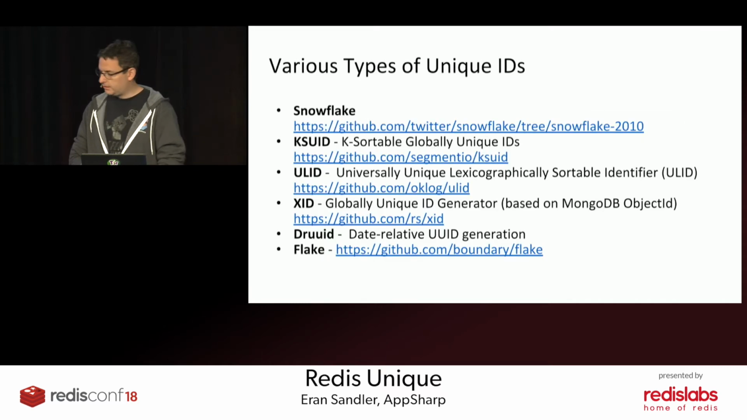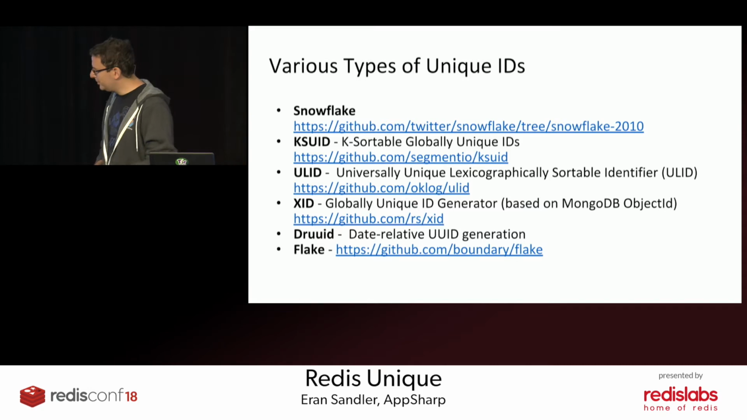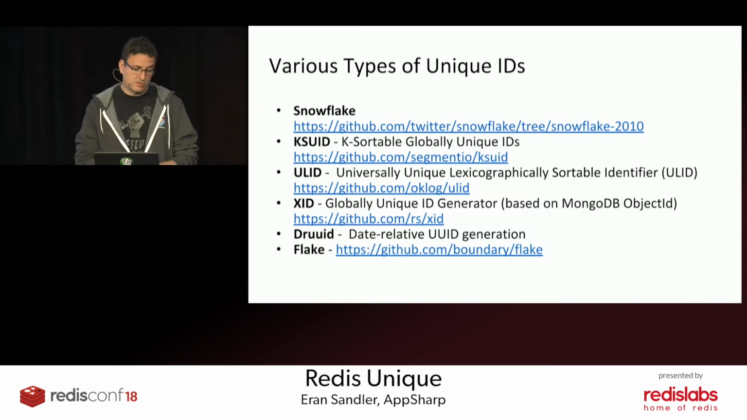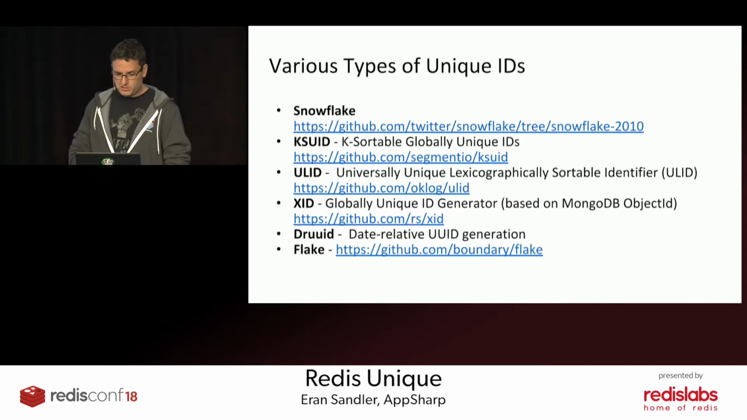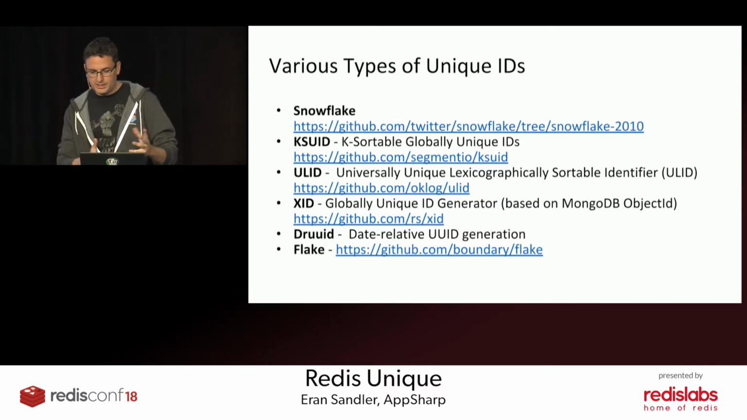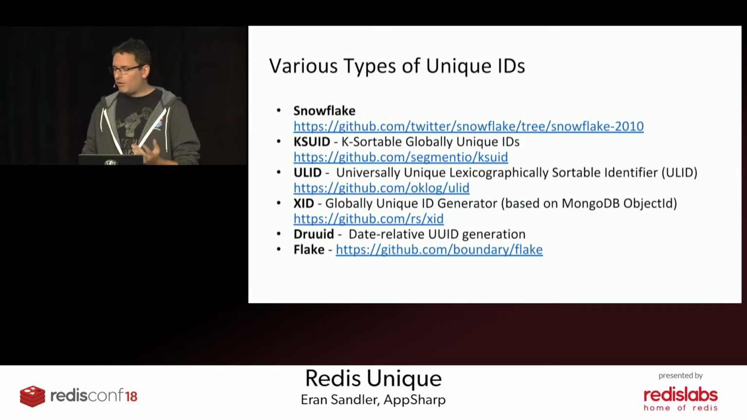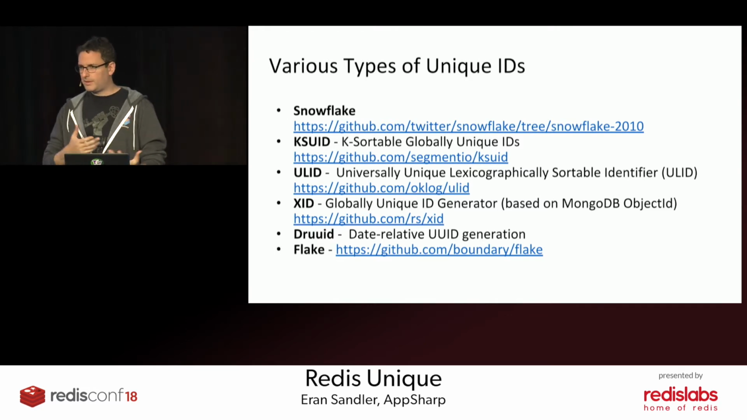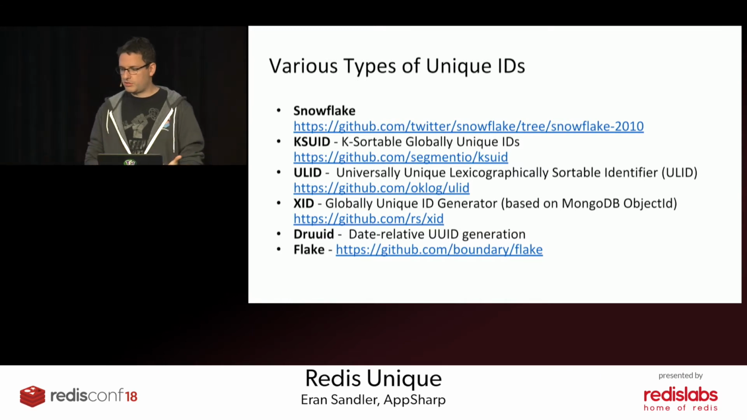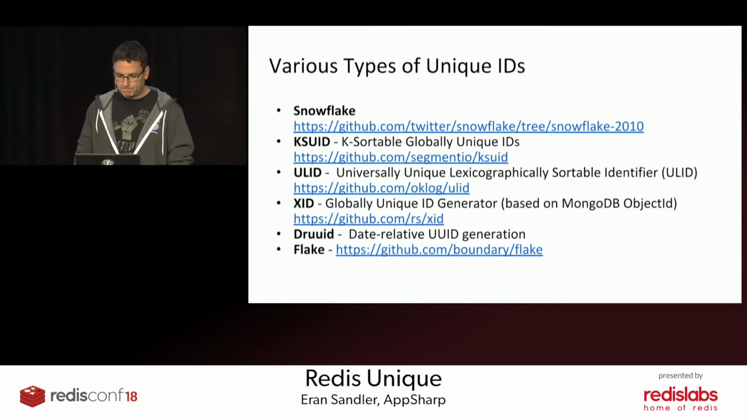This is kind of a set of a bunch of other unique IDs that are being used. So Snowflake, KSUID, and ULID are the ones that I already mentioned. There is one that is based on what MongoDB, for example, uses, XID, and basically a bunch of others. Almost all of them use some form of the structure and anatomy that we talked about.